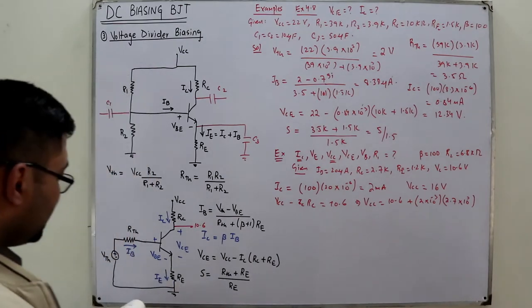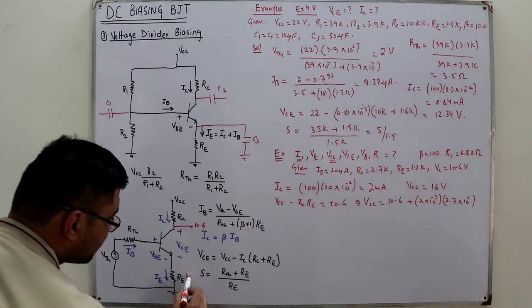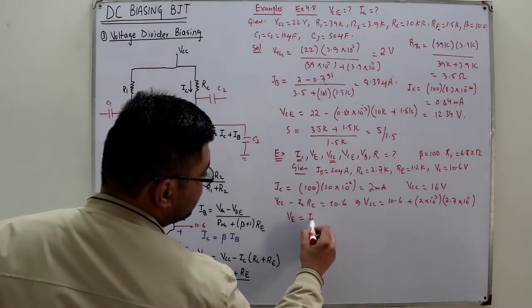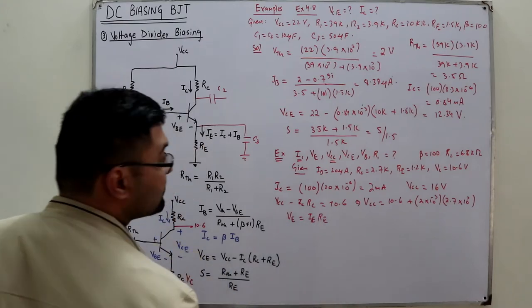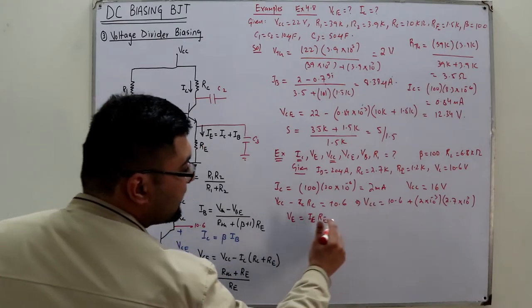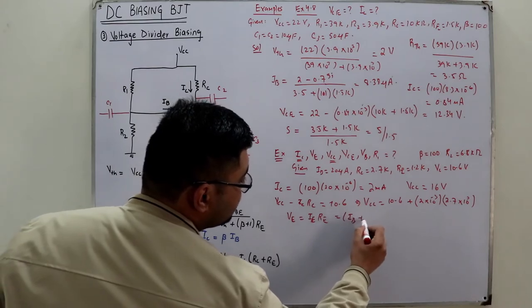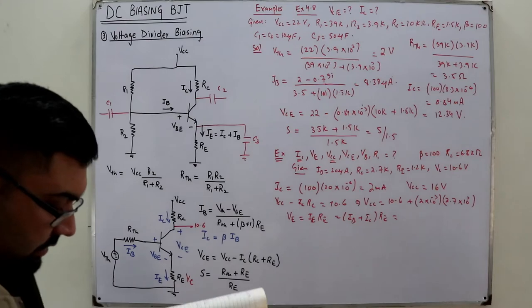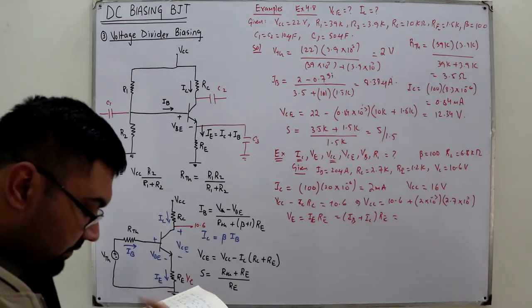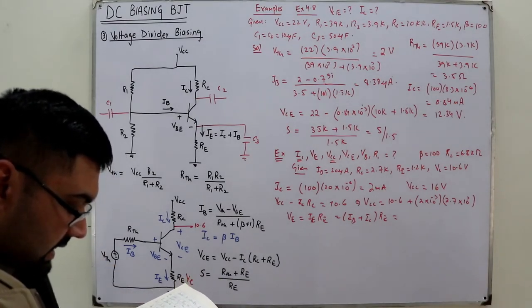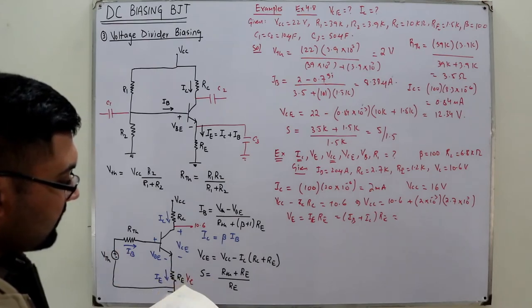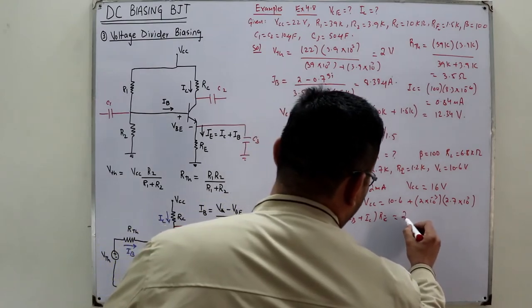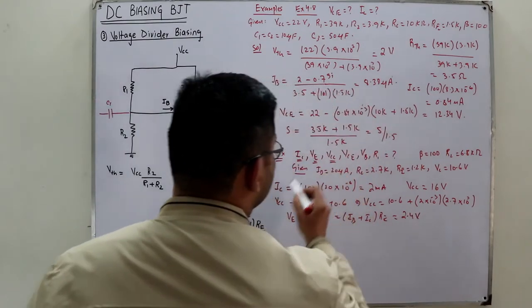VE is what? VE is the voltage across the emitter, right? VE is IE times RE. So you have the value of RE, and you know that IE is IB plus IC. You have IB, you have IC, you have RE. Put the values. The values would be what? VE would be 2.4 volts. So VE is also done.